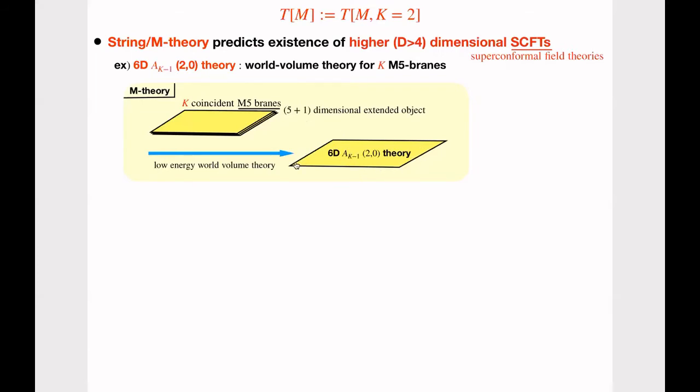Because this 6D theory is very mysterious and difficult to understand, people just call it the 6D A_{K-1} (2,0) theory. That's a conformal field theory, actually a superconformal field theory, and it's a chiral one. The (2,0) means it's completely chiral, in terms of the number of supersymmetries. We don't know much about this theory. The only thing we know is that it has (2,0) supersymmetry, which is why people call it 6D (2,0), labeled by K.